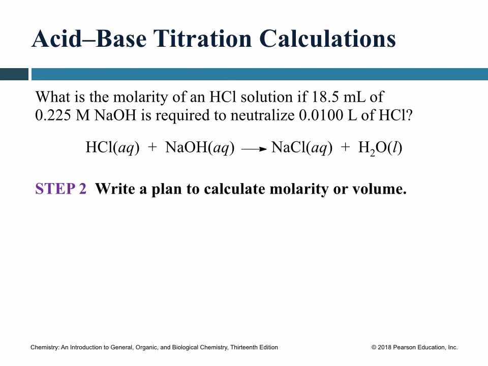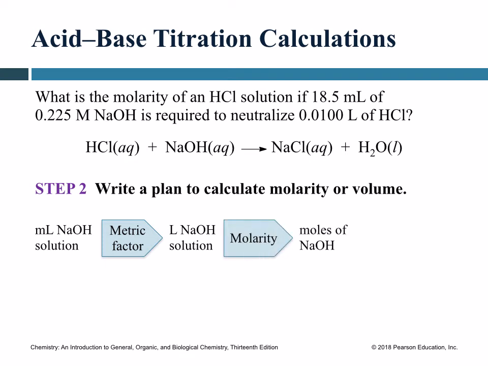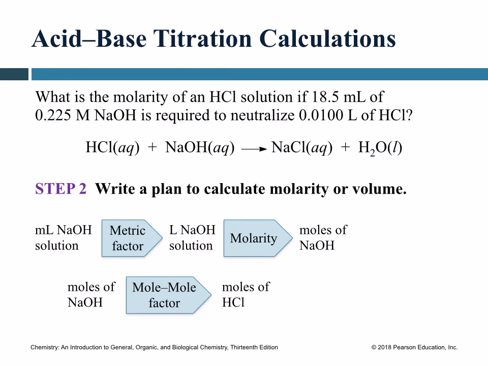In step 2, determine your plan for finding the concentration or molarity of HCl. Molarity relates liters to moles. So first, convert mL of sodium hydroxide to liters of sodium hydroxide. Then use molarity to convert liters of sodium hydroxide to moles of sodium hydroxide. The molecular equation gives the ratio of moles of sodium hydroxide to the moles of HCl. And lastly, use the equation for molarity to convert moles of HCl to molarity of HCl.